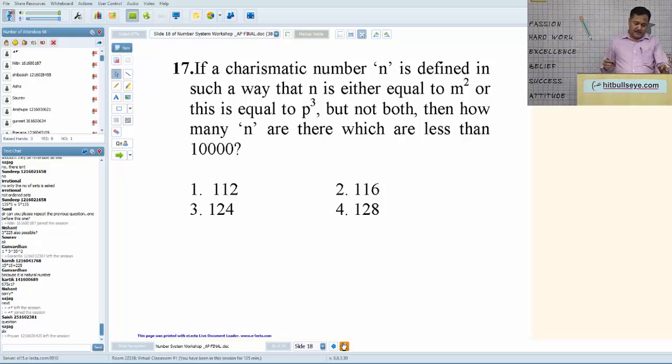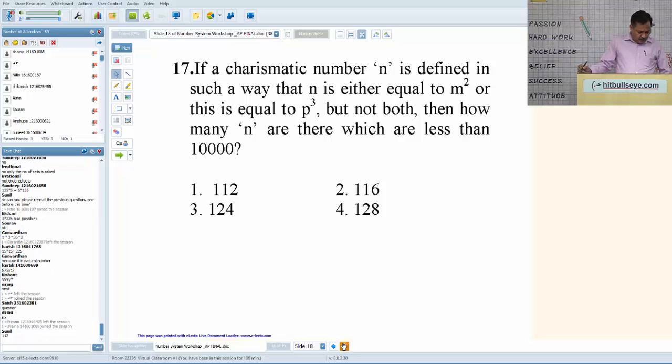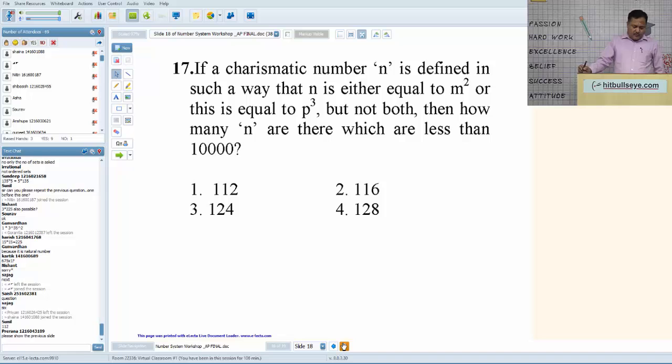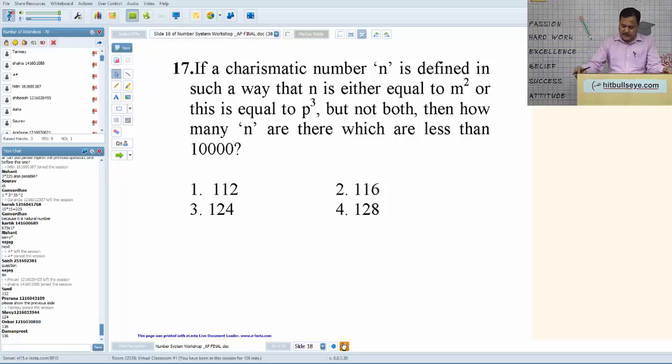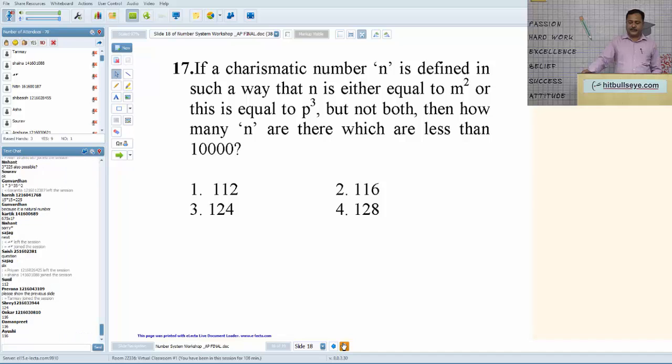So how many numbers are there from 1 to 10,000? Try this. Sunil is saying that answer is 112. So options are 112, 116, 124 and 128. So someone says the answer is 124. Try it again. Please read the question carefully.